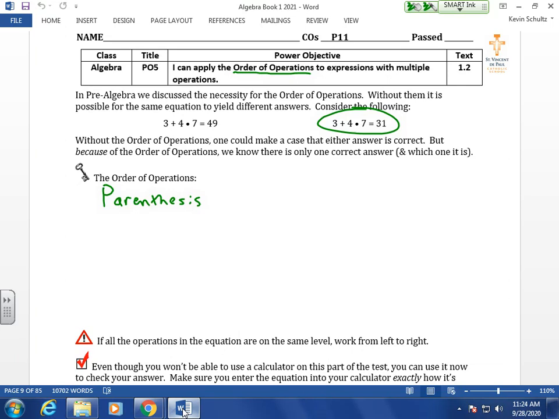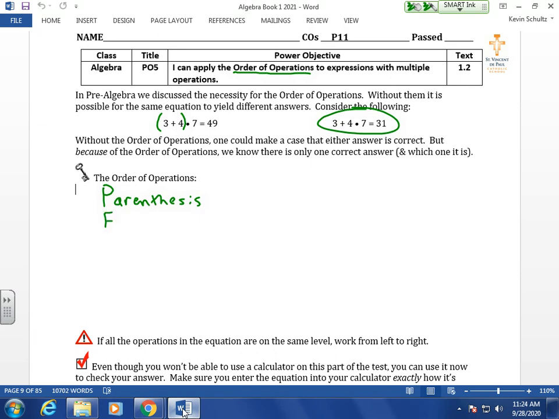Parentheses are that powerful symbol we can add into an equation to change the order of operations, right? So if I wanted 3 plus 4 times 7 to equal 49, I could make it equal 49 by adding parentheses. If I put parentheses around my addition, 3 and 4, now this says, don't follow the order of operations. Add first. Take 3 and 4, get 7, and then multiply by 7 to get 49. So that's the most powerful of them all.